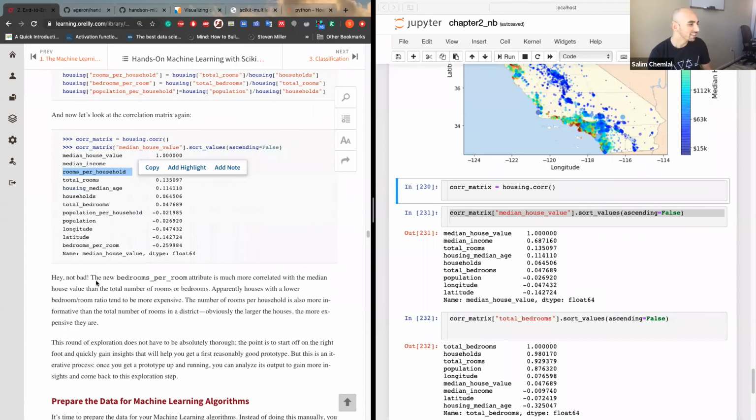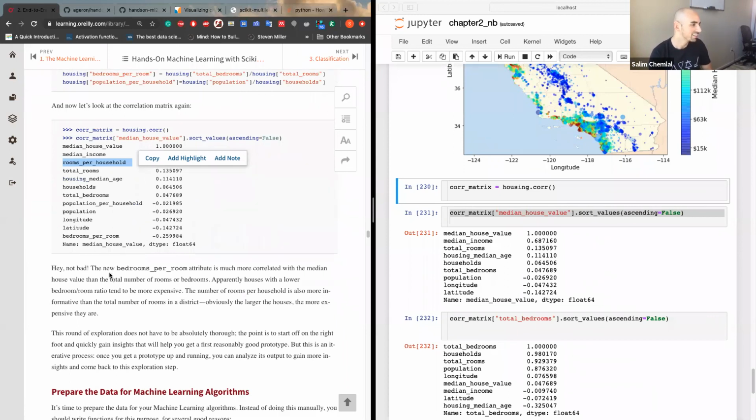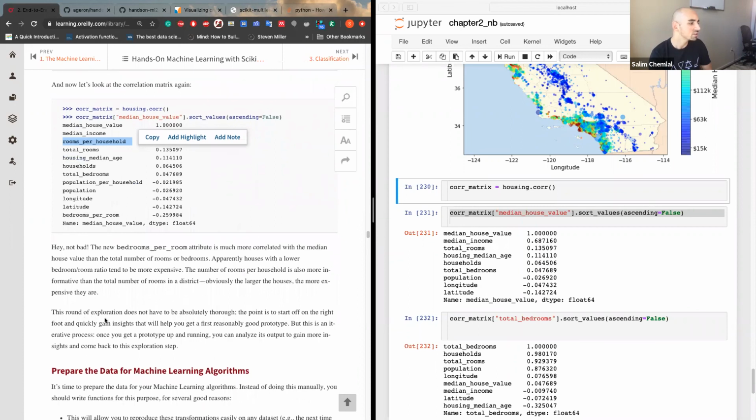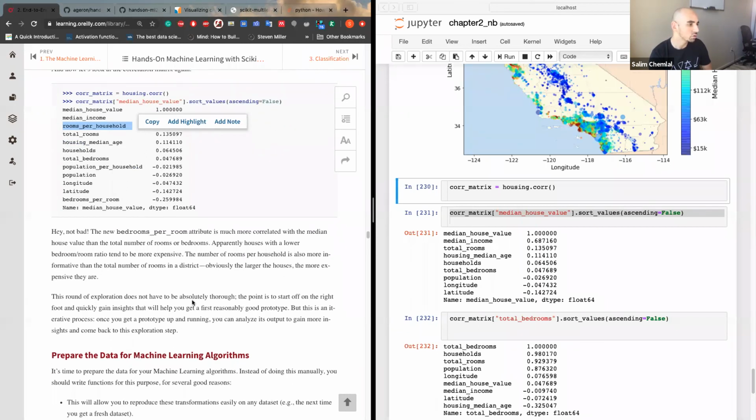Hey, not bad. Yes, not bad. The new bedrooms per room, okay, much more correlated. This round of exploration does not have to be absolutely thorough. The point is to start off on the right foot and quickly get insights. And that's actually, yes.